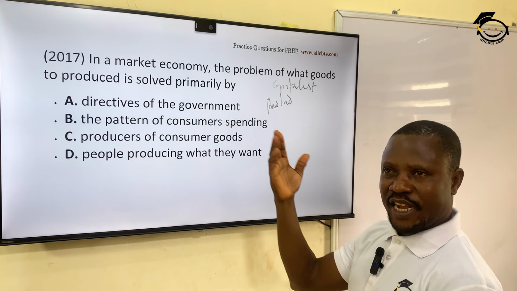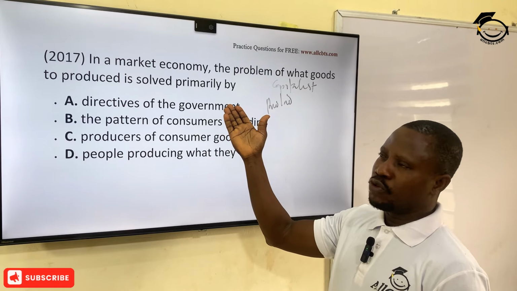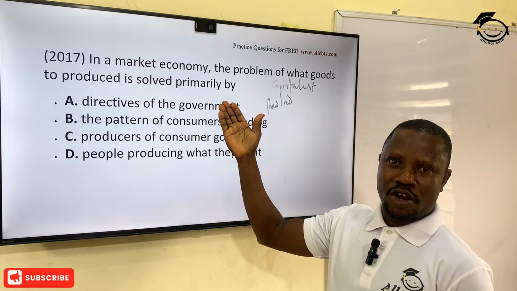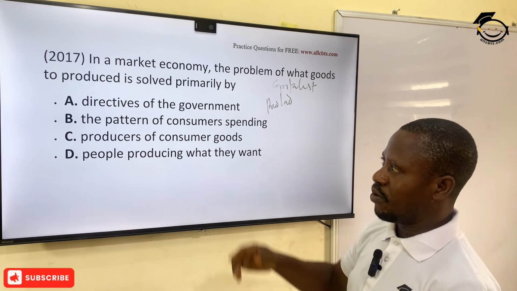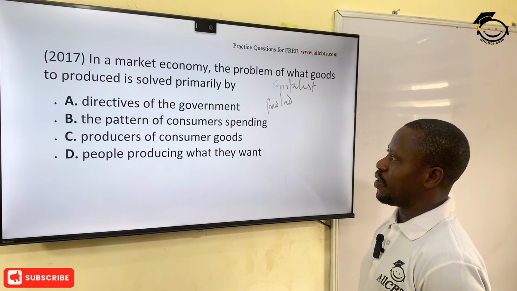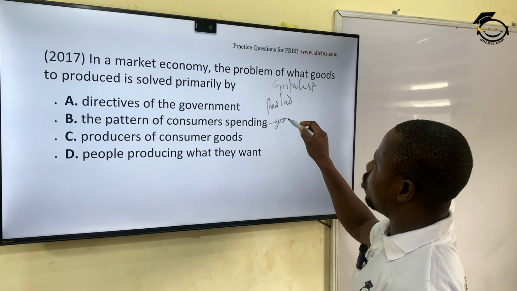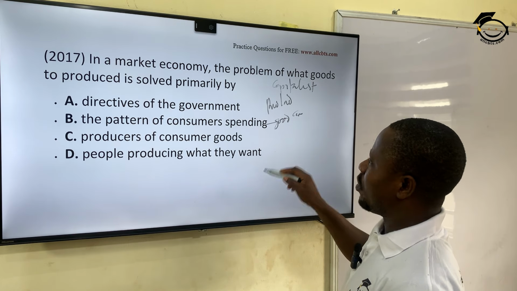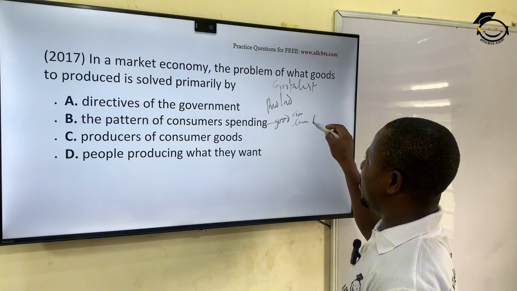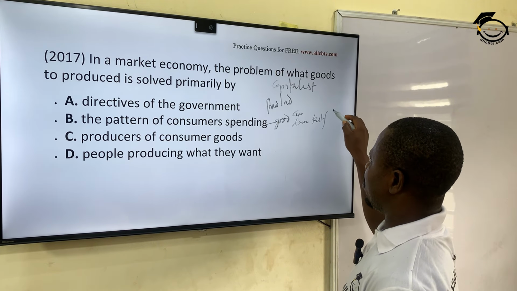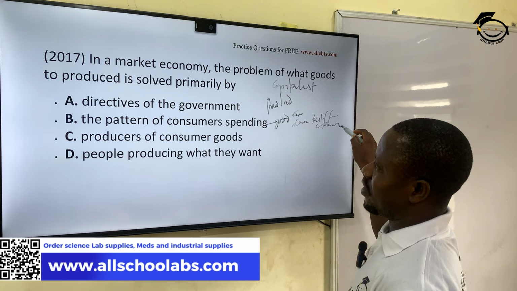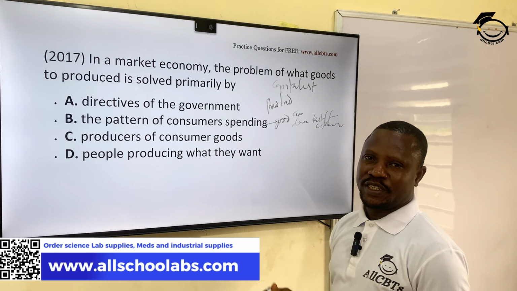Directives of the government, it can be? This is only applicable to socialism, a socialist economy, a command economy. That's a command economy. The pattern of consumer spending, yes. In other words, what are those goods that the consumers are buying? What are they demanding? What are their tastes? What are their fashion? What are their choices? These are what consumers spend their money on.